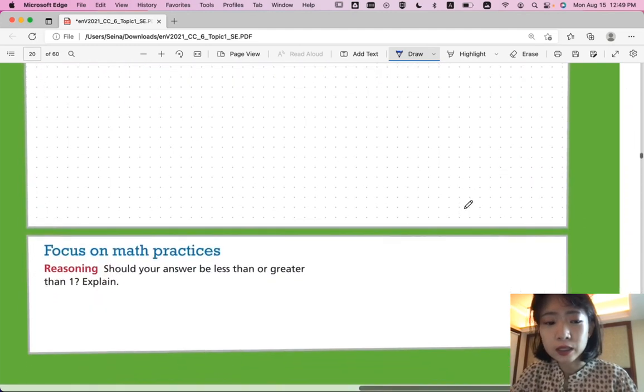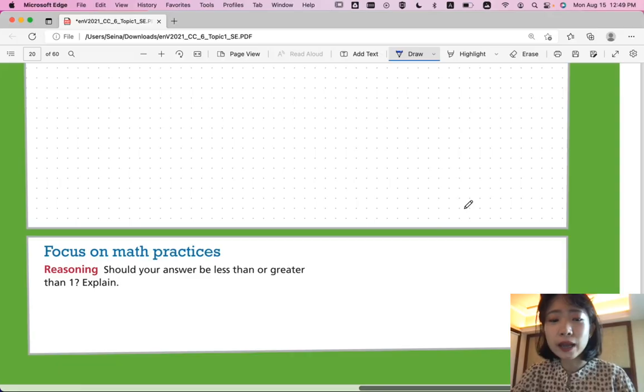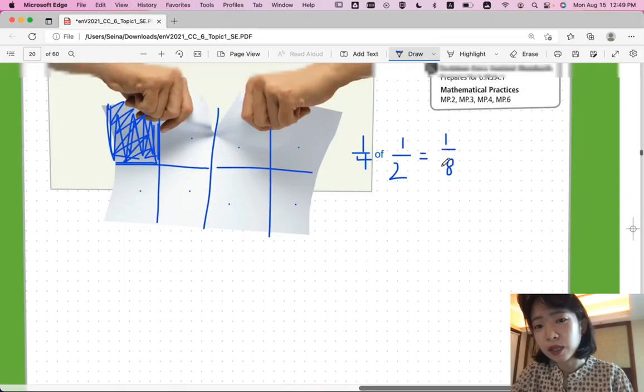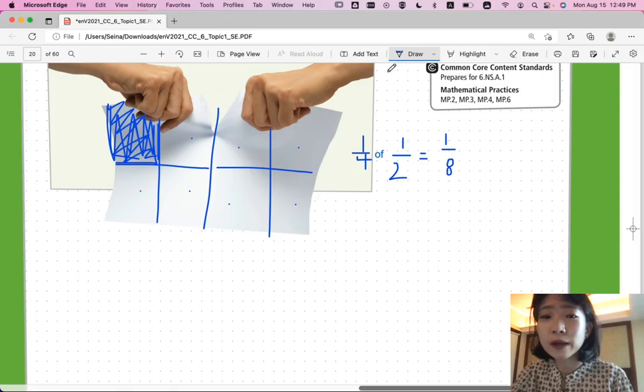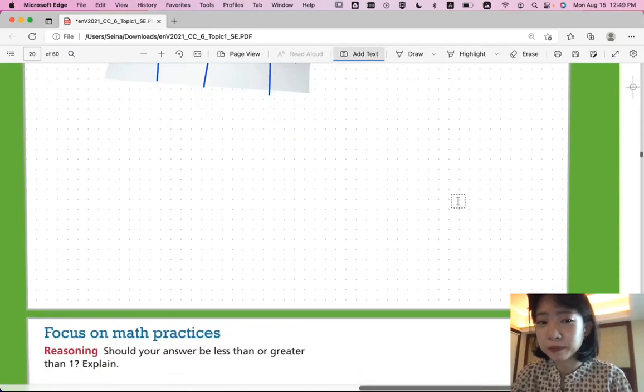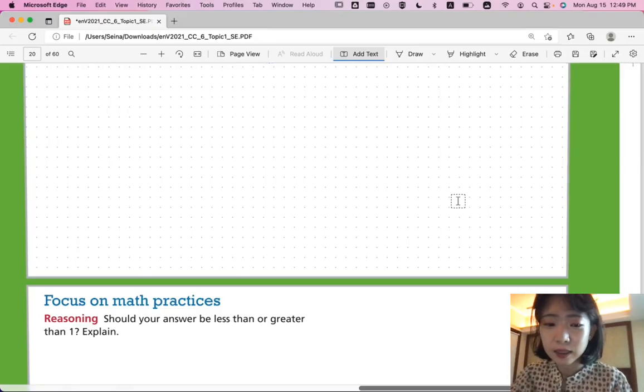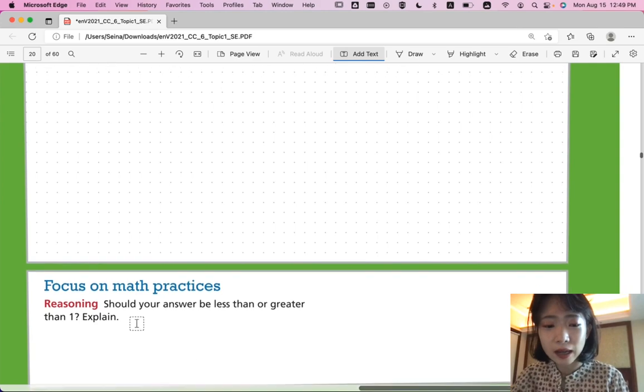All right, let's look at Focus on Math Practices. Should your answer be less than or greater than 1? Explain. Is your answer less than or greater than 1? 1/8. It's less than 1. Why is it less than 1? Why does it have to be less than 1? Because what does the original paper represent? 1. So it has to be less than 1.